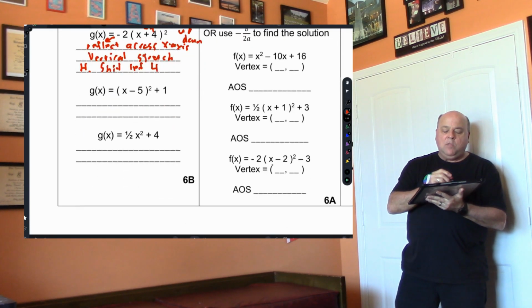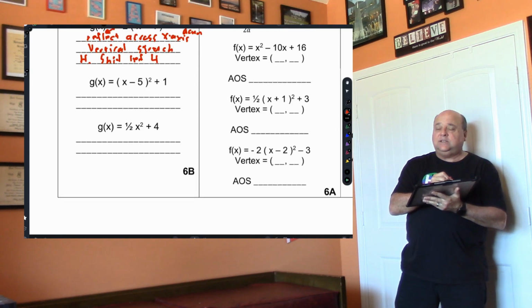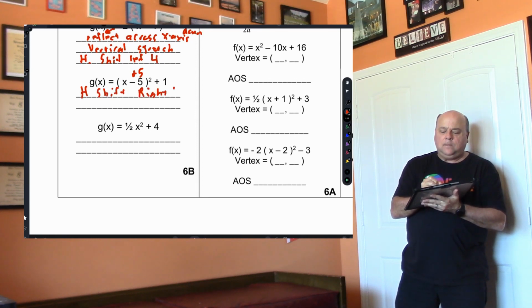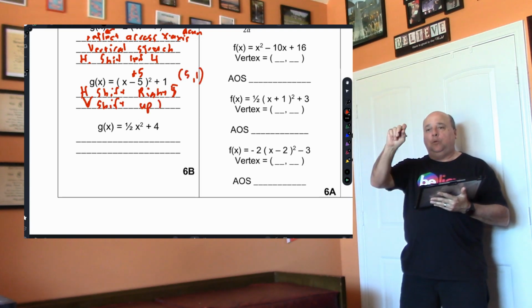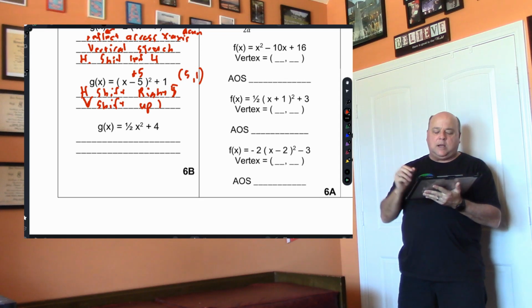Let's do the next one. The next one is not reflected. It's not shifted. The opposite of this is 5, so this is a horizontal shift right 5, and it's going to be a vertical shift up 1. Basically your vertex is 5 comma 1. You're moving your vertex from the origin to 5 comma 1.